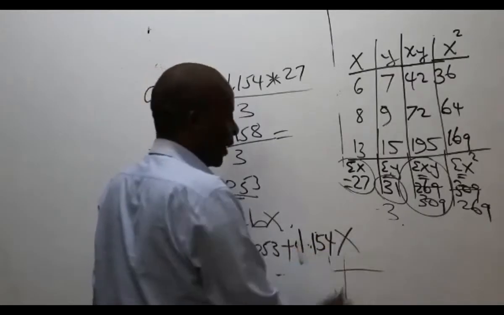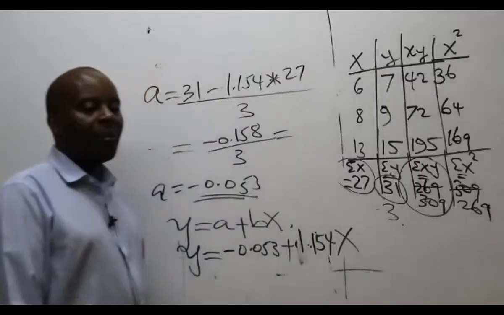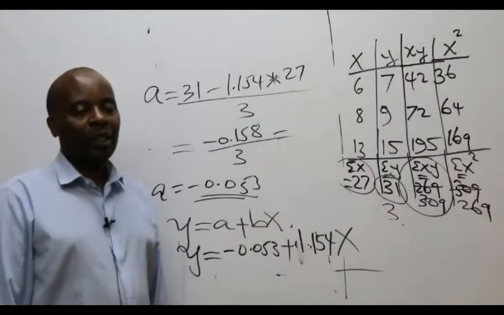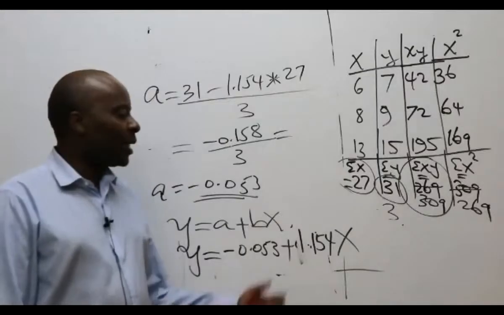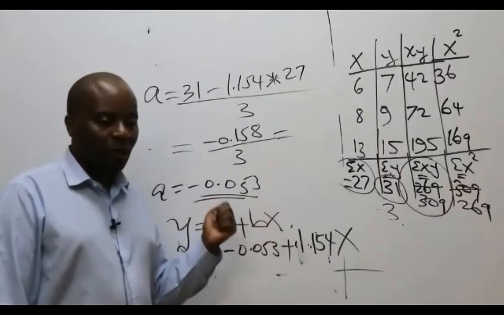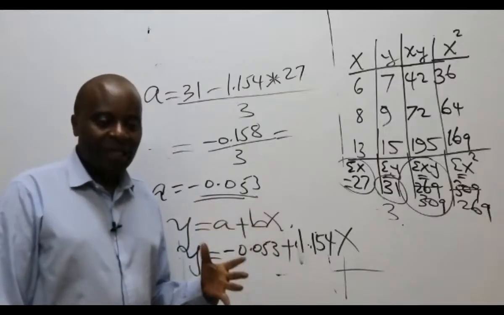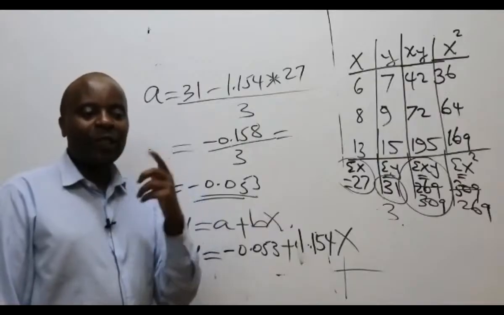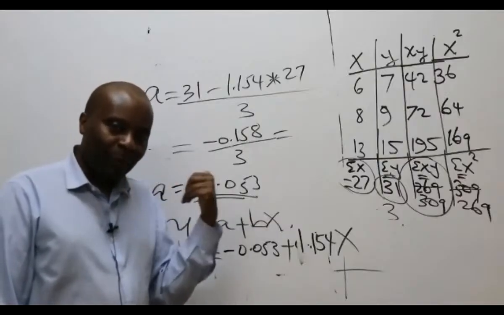1.154 x like that. So ladies and gentlemen, remember that our work at the end of it all is to provide the y equation, the straight line equation, by bringing in the values of A and B that you have gotten. I'm so sure I've moved quite fast. What I do not know is whether we have understood it fully up to here.